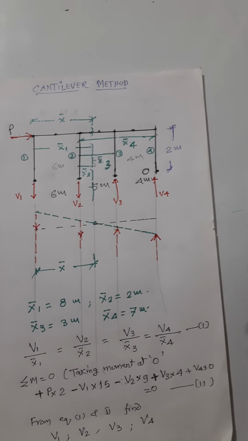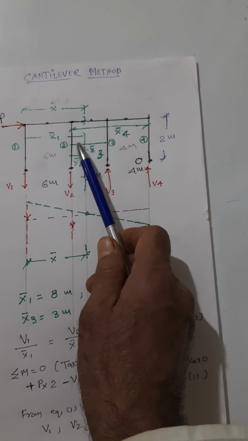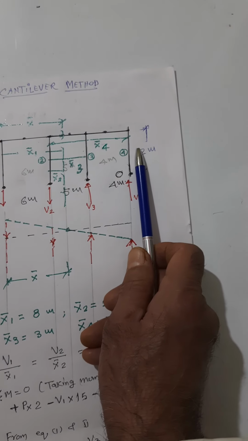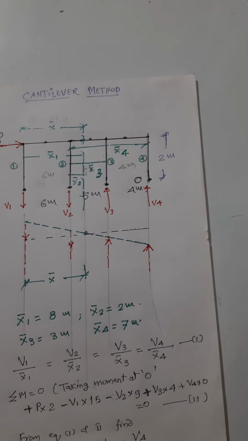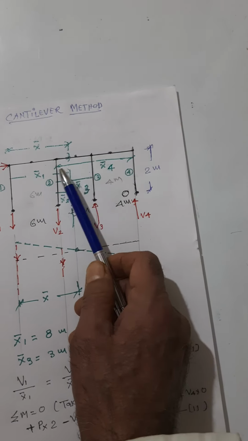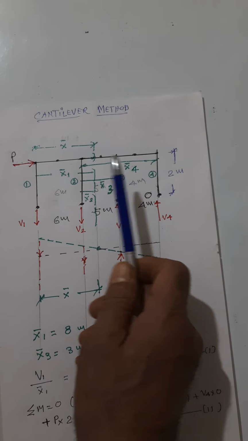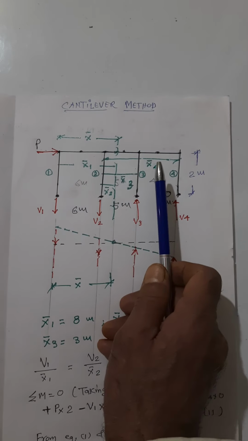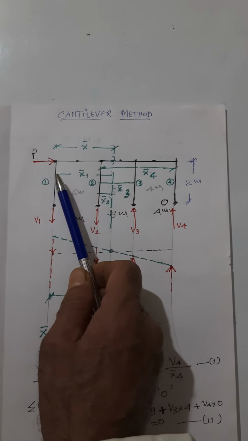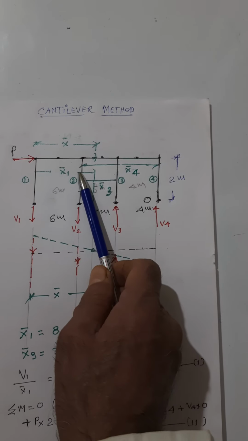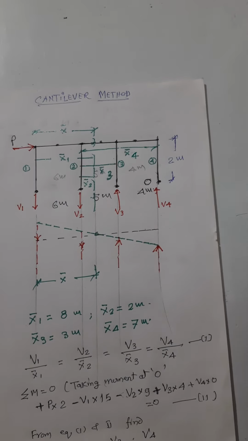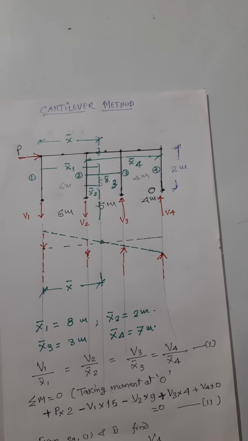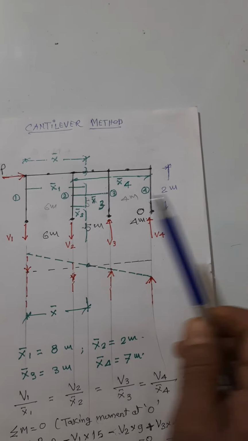Second assumption: all the columns on that floor have the same area. Previously, an interior column was definitely larger, but in this assumption, whichever column it is, the area will remain constant throughout. Area will be the same throughout.